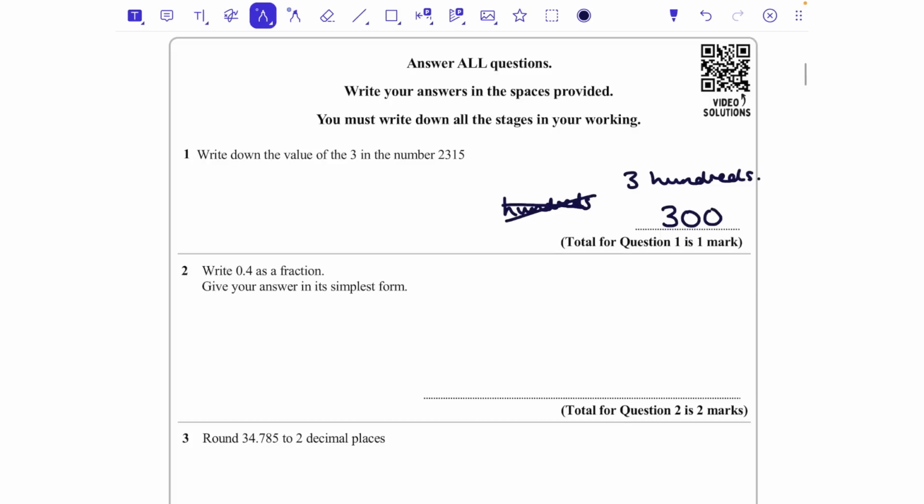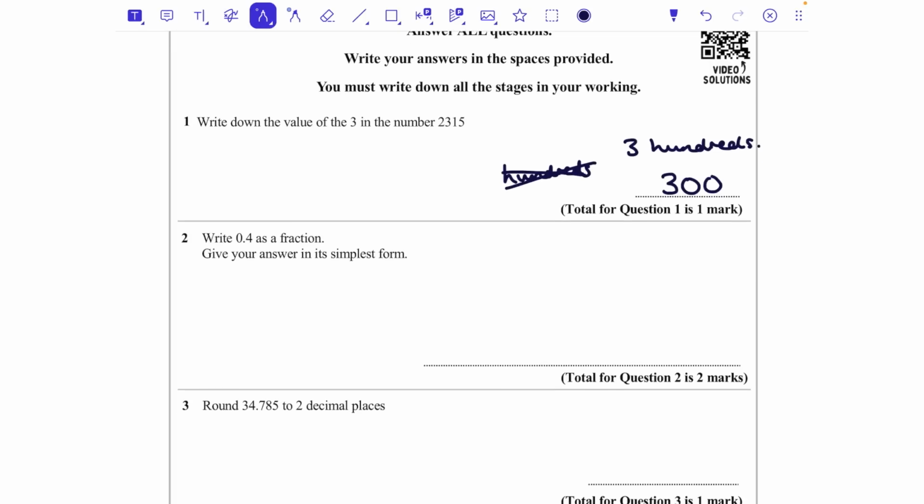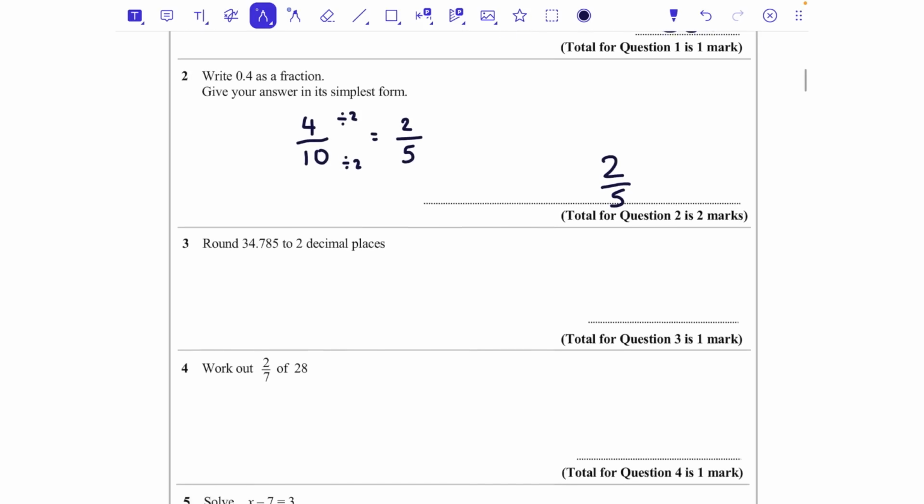For question number 2, write 0.4 as a fraction. Give your answer in its simplest form. So 0.4 has a 4 in the tenths column, so it is 4 tenths, or you could think of it as 4 divided by 10. And then we want to simplify that. Well, both of those numbers are divisible by 2. So we're going to divide the numerator by 2 and the denominator by 2, and that is 2/5 as my final answer there.